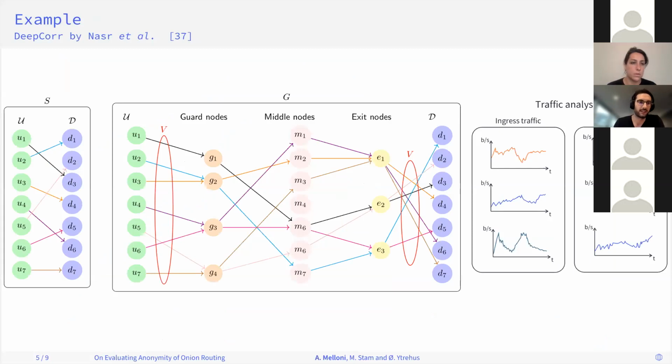For example, we can instantiate the DeepCorr attack by Nasr et al. in our framework. S is here represented as a bipartite graph of users connecting to destinations. G, on the other hand, contains all the information of the network, including the traffic information. V captures the view that the adversary has of the game, and in this case it is the traffic between the user and the guard node, and between the exit node and the destination, that is the ingress and egress traffic. The adversary will then try to match ingress traffic traces with the corresponding egress traffic traces.